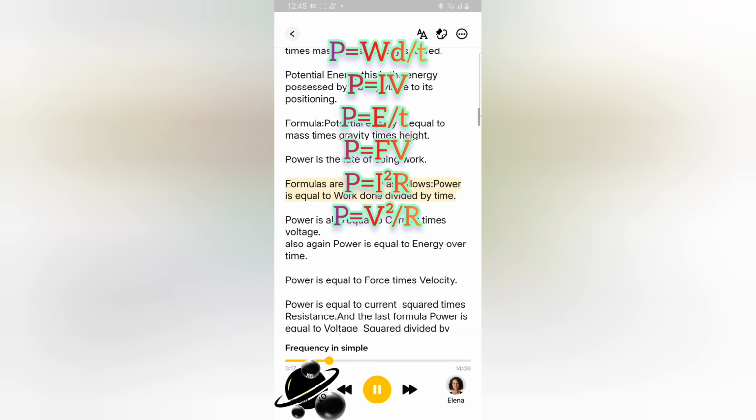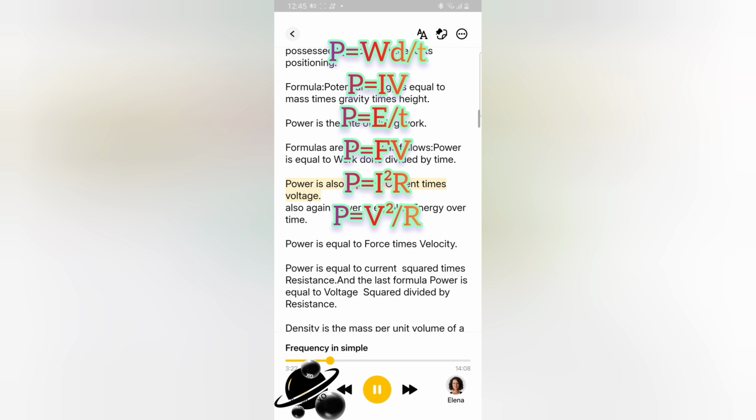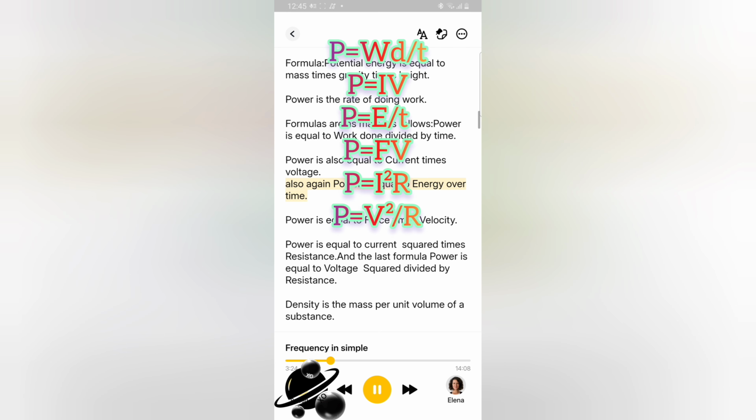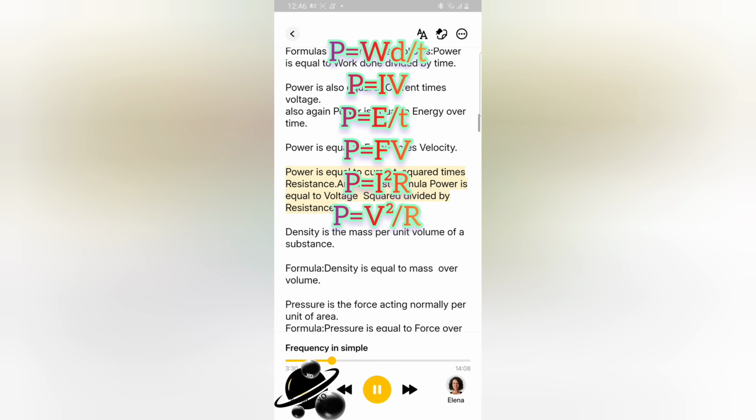Power is equal to work done divided by time. Power is also equal to current times voltage. Also, power is equal to energy over time. Power is equal to force times velocity. Power is equal to current squared times resistance. And the last formula, power is equal to voltage squared divided by resistance.